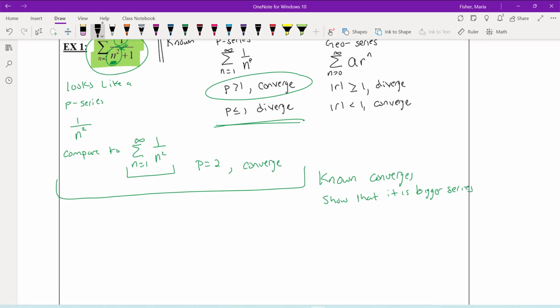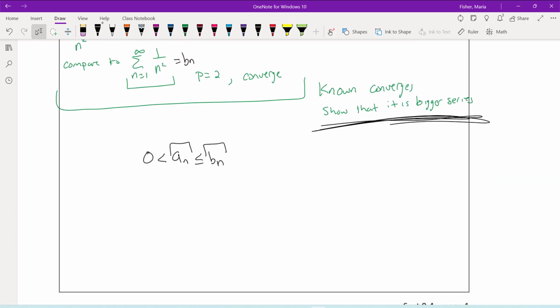Well, the direct comparison says we have to let 0 be less than a sub n, which is less than or equal to b sub n. So the bigger one is b sub n, which means this guy here is my b sub n, and then this guy in this case is going to be my a sub n. My known is going to be my a sub n. Why? Because we have to show this guy's bigger, which means it must be b sub n.